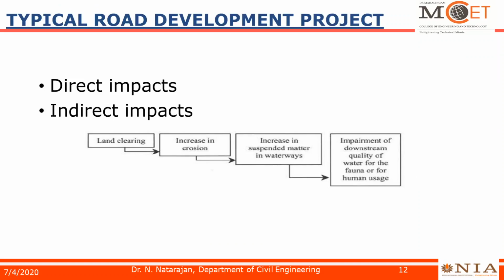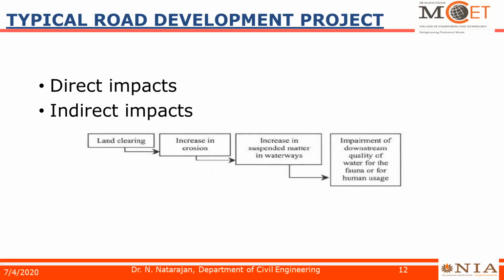So if you take a typical road development project, the first thing is you are clearing the land, which is a direct impact. When you clear the land, all the trees, plants and shrubs are cut off. So when there is rainfall or heavy flood, the water washes out all the top layer of the soil. So erosion takes place. Why? Because you cut off all the trees and shrubs, so the water is not going to get reclaimed. They are just washed off.